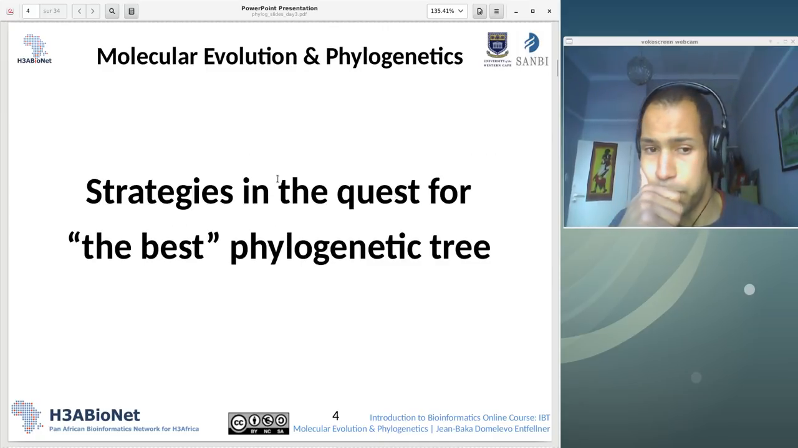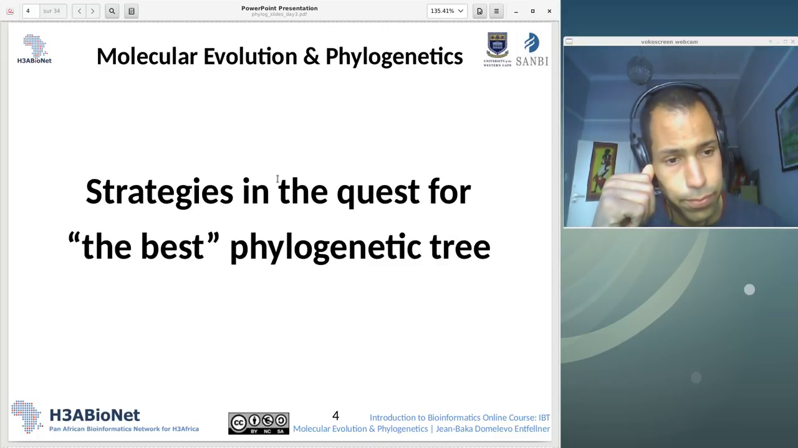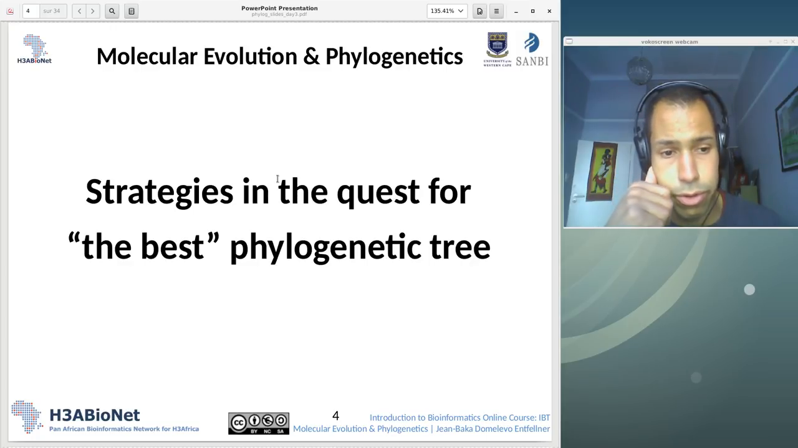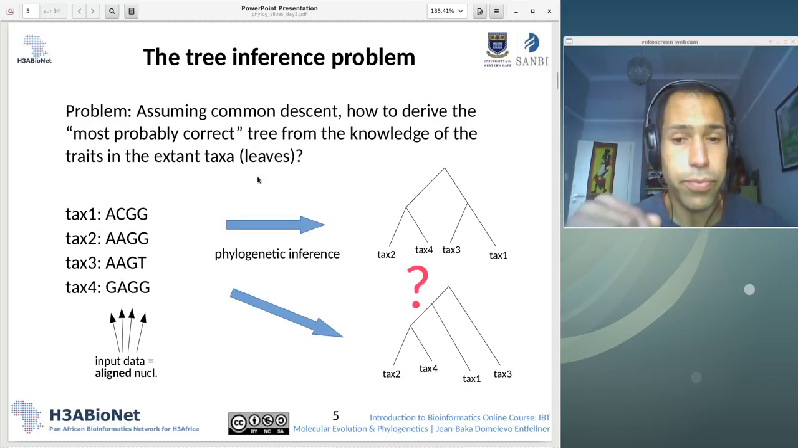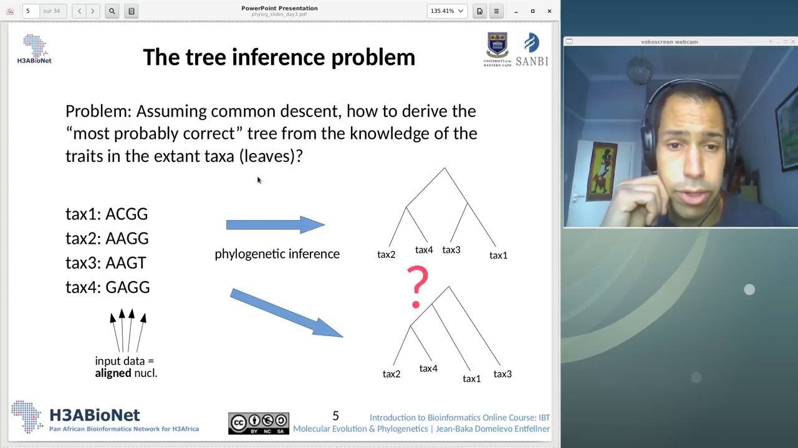So, first, as an introduction, let's see what are the different kinds of strategies one can adopt in the quest for the best phylogenetic tree, knowing that this will also depend on what kind of definition we give to this idea of the best phylogenetic tree. So remember the tree inference problem.